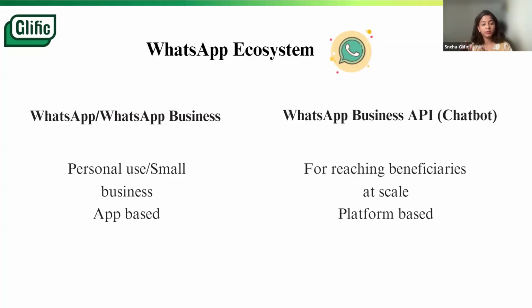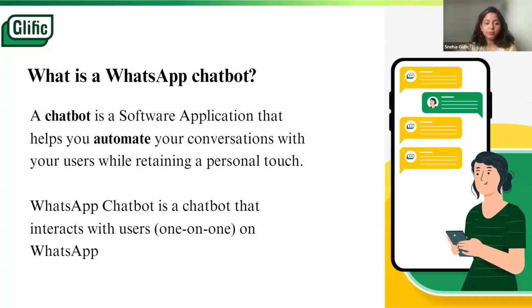If you want to have a one-on-one conversation with, let's suppose, 1,000 people, and you want to send timely messages to all those 1,000 people, and respond to all their needs and questions in a timely manner, then this second option, which is WhatsApp Business API, is something that you should think about. You should consider. Okay, so that's the major difference between the two.